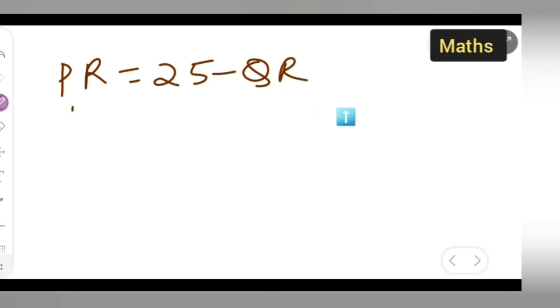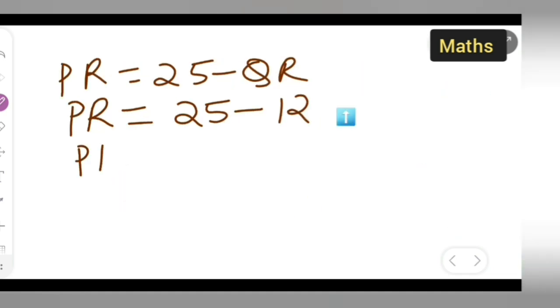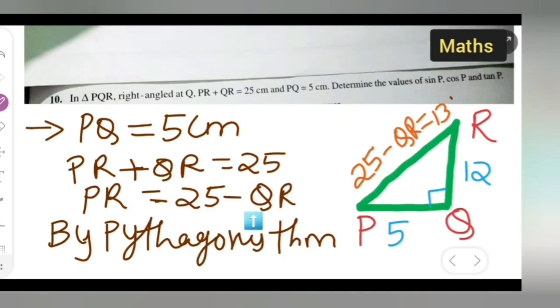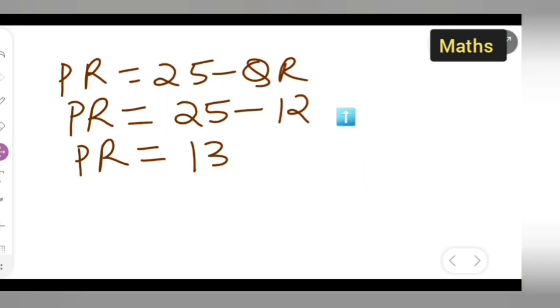Now substitute the value. PR we need to find out. So 25 minus what is QR, we got 12. So write down 12. So PR is equal to 25 minus 12, which is going to give you 13. Okay, that's how I have written here 13. You can see over here 13, how 13 came after solving this.